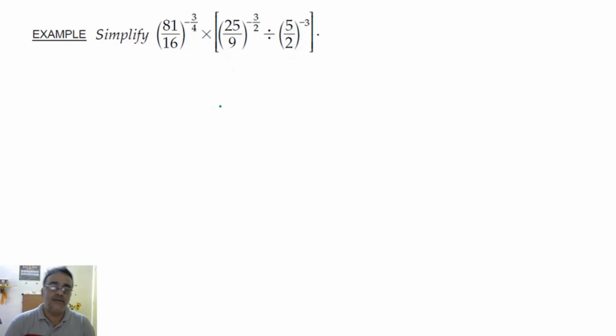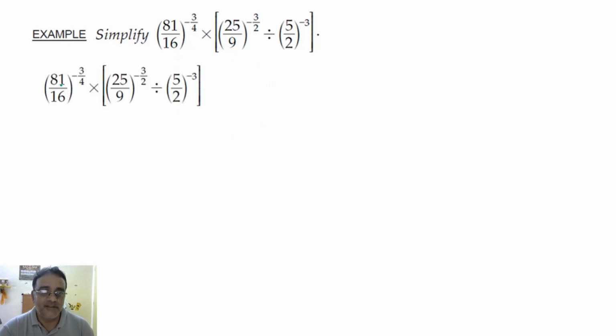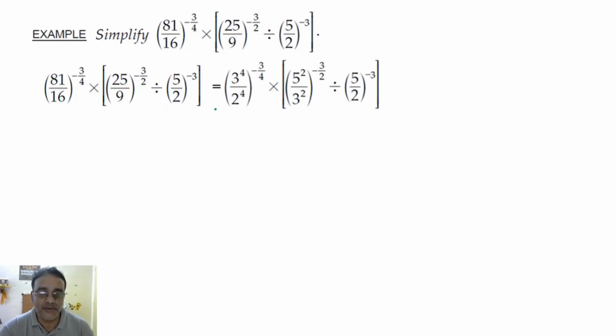81 को किस नंबर के पावर टू द पावर 4 लिखोगे? How will you write 81 in terms of the power 4? 3 to the power 4. Very good. So 3 to the power 4. What about 16? 2 to the power 4. Very good. And 25 को स्क्वायर के फॉर्म में लिखना है तो 5 square. 9 is 3 square. Right. So now we are going to substitute the values. इसके जगह पे 3 to the power 4 और इसके जगह में 2 to the power 4. So this step is clear to all of you? Yes, sir. Okay.